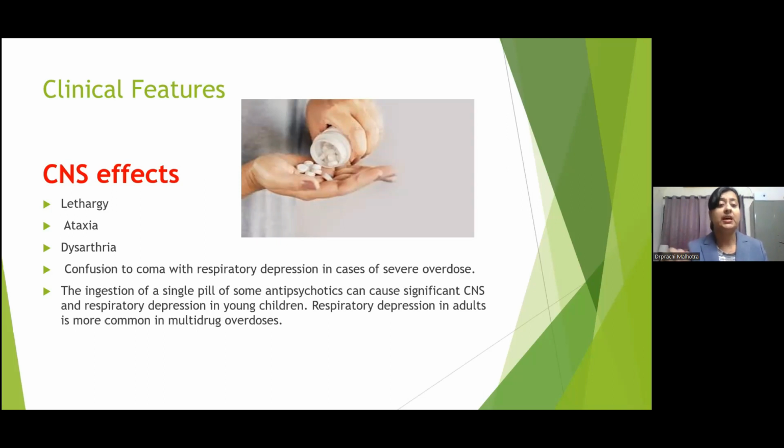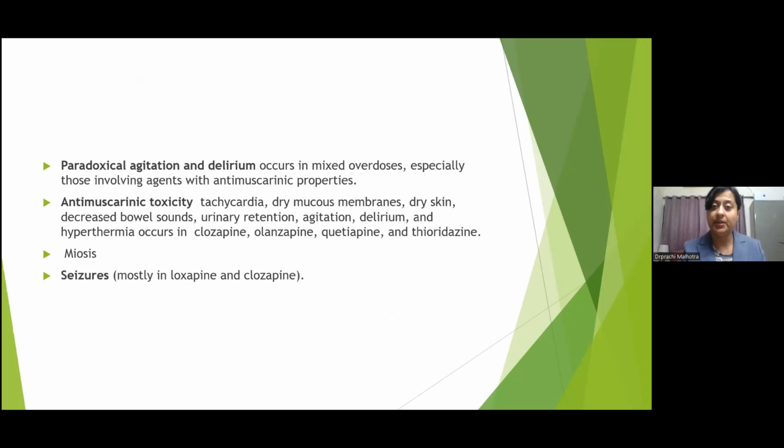Other CNS effects are paradoxical agitation and delirium. It again occurs in mixed overdoses, especially with agents which have anti-muscarinic properties. So anti-muscarinic toxicity will be, as we have discussed, tachycardia, dry mucous membrane, dry skin, decreased bowel sounds, urinary retention, agitation, delirium, and hypothermia. It occurs most commonly with clozapine, quetiapine, and thioridazine. It also causes miosis, and seizure can also occur.